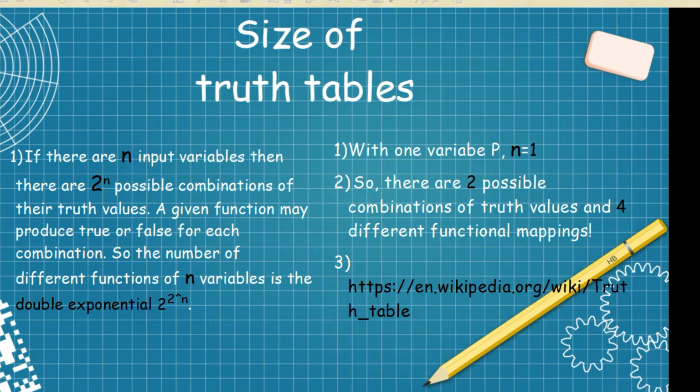A given function may then produce true or false for each combination. So the number of different functions of n variables is the double exponential 2 to the 2 to the n. So with one variable, p, n equals 1. There are 2 possible combinations of truth values and 4 different functional mappings. What are they? Let's have a look.